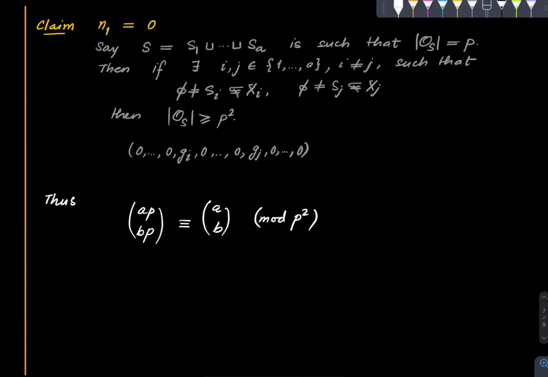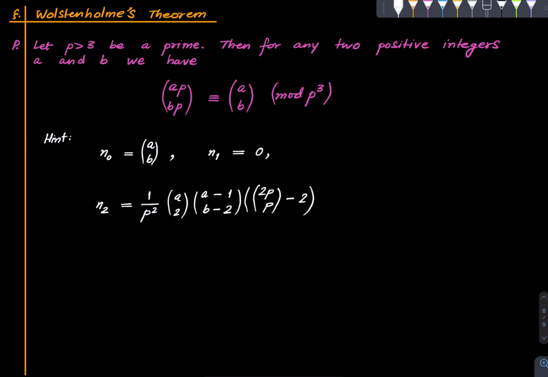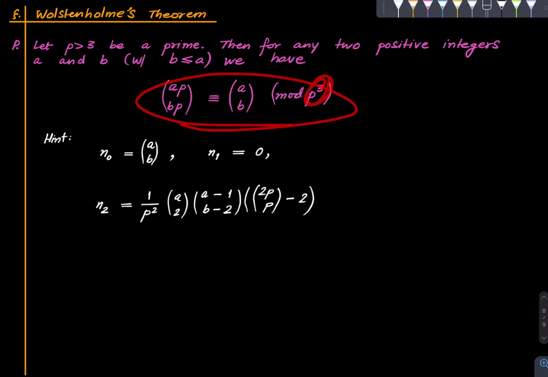And let me just end this with one remark. You can prove something stronger. This is called Wolstenholme's theorem. So fix a prime P at least 5. Then for any two positive integers A and B with B less than or equal to A, we have this congruence. So here the modulus is P cube rather than P square. So it's stronger. And the same proof goes through.